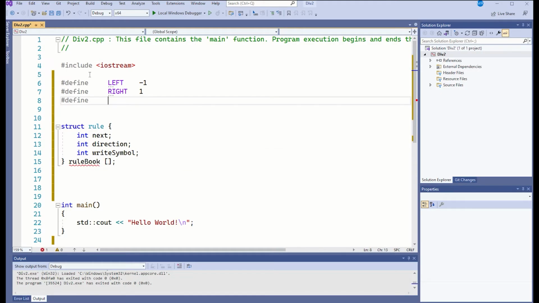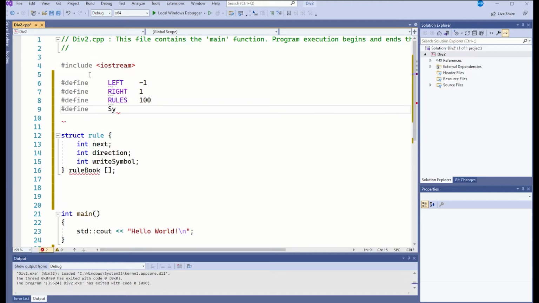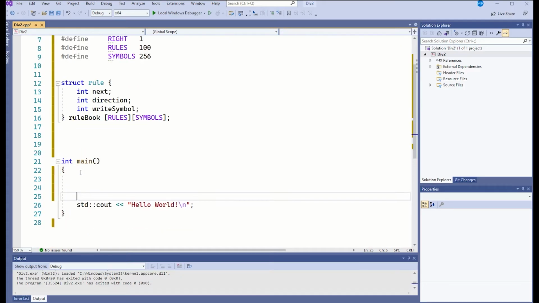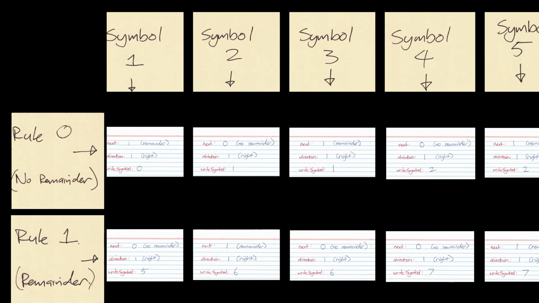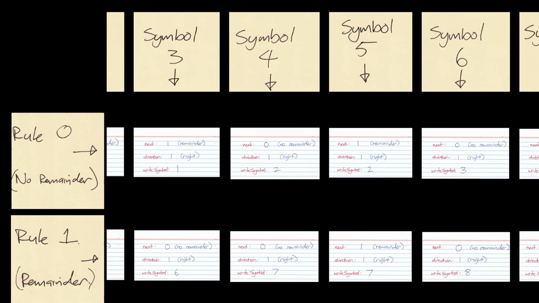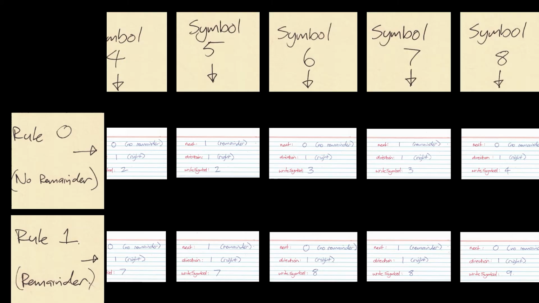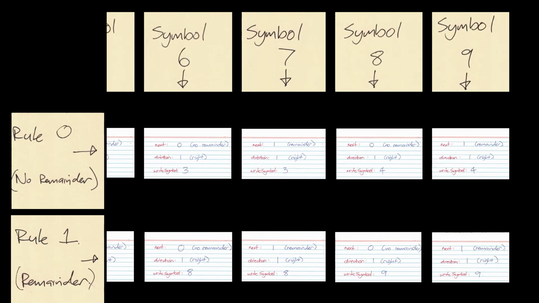I want to instantiate the rulebook to be a two-dimensional array of this structure. One index into the array will be the rule number, which is limited by the number of rules, which I've set to 100. And the other index into the array will be a symbol, and I'm going to set that to be a maximum of 256, although in this example, I really only need 2 rules and 10 symbols. If I go back to the flashcard analogy, I'm setting up a grid of 10x2 cards, and each card can be uniquely indexed by a symbol and a rule number.